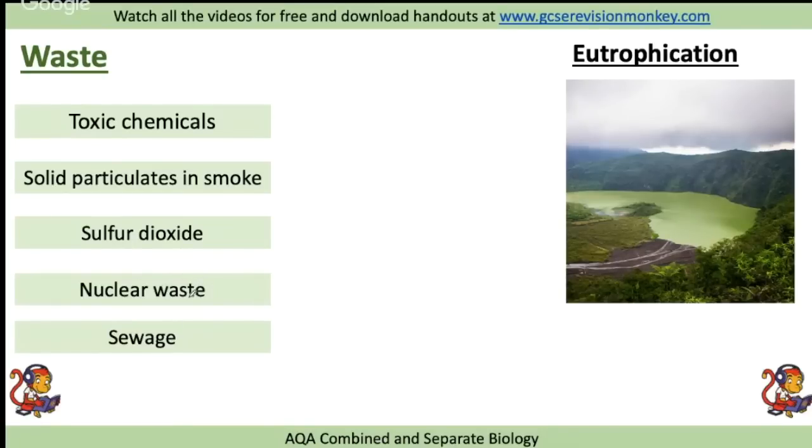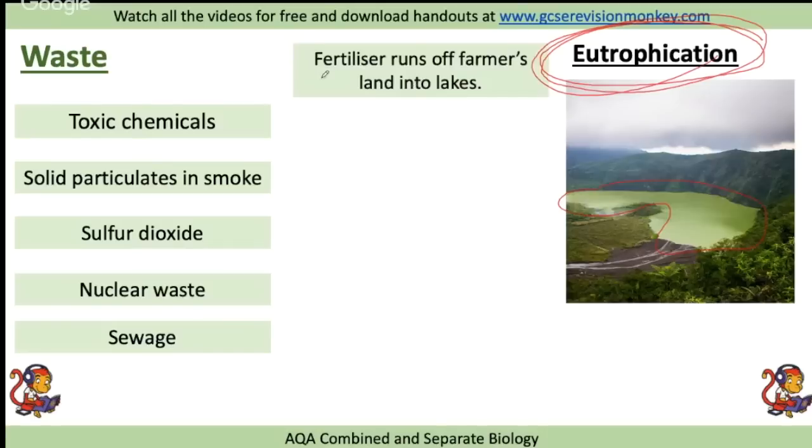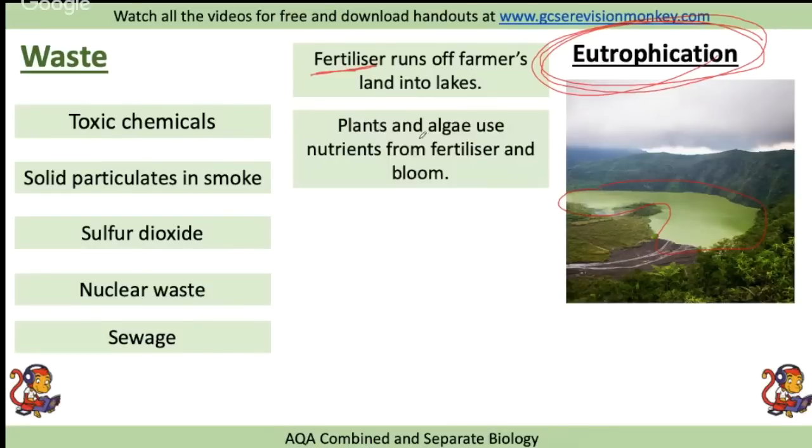Now, one of the ways that I want to dwell on, because it does come up sometimes, even though it's not made obvious in your spec, is eutrophication. So you can see here we've got a really green lake, and that green lake is covered in algae. So what happens is fertilizer can run off from the farmer's land. So lots of nutrients in the soil here going into the lake or the river. The plants and algae love those nutrients. So they use the nutrients from the fertilizer and they bloom and they multiply and they cover the lake.